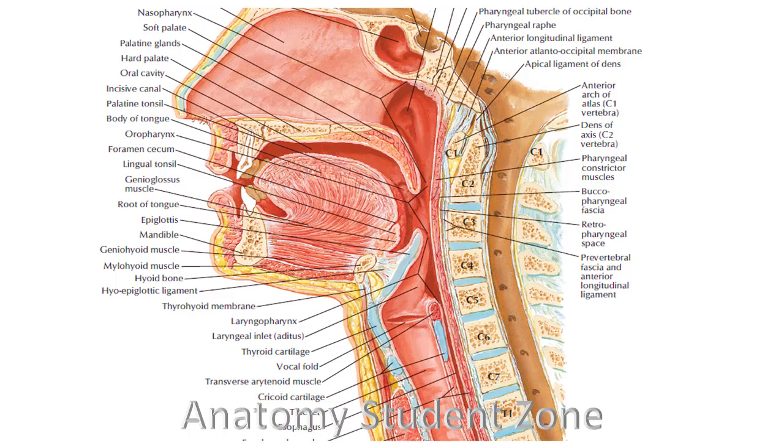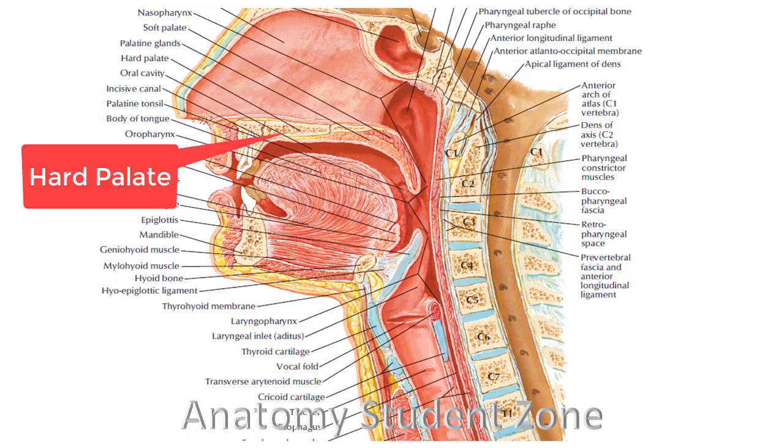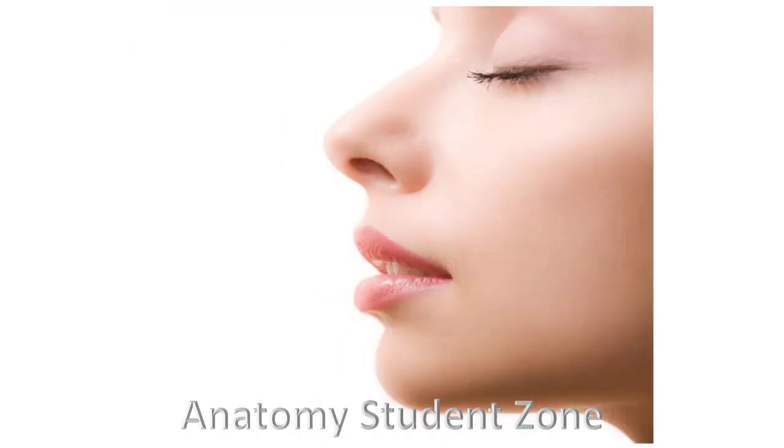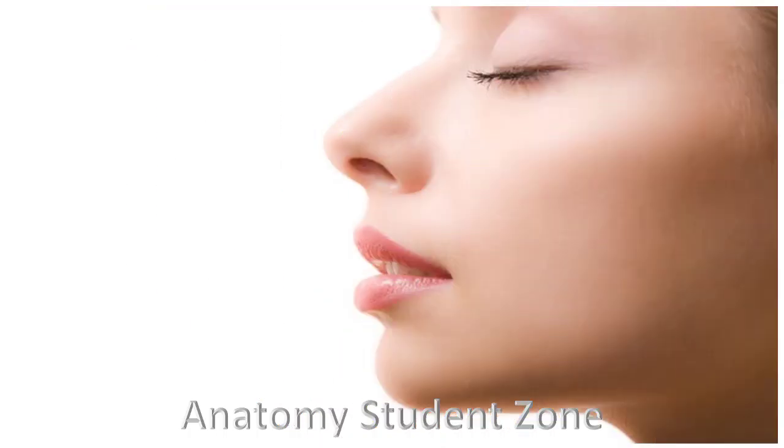So this is a sagittal section of the head region. You can observe the hard palate over here, and we can see the nose is superior to the hard palate. So I can also say the floor of the nose is formed by the hard palate. You already know the nose contains the peripheral organ of smell, so that is the same function it is going to do.